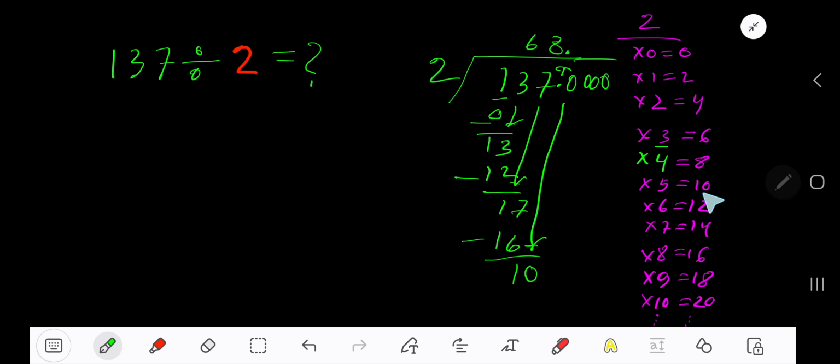2 goes into 10 how many times? 2 goes into 10 5 times. 5 times 2 is 10, subtract, 0. As our remainder is 0, we are done. So our answer is 68.5.